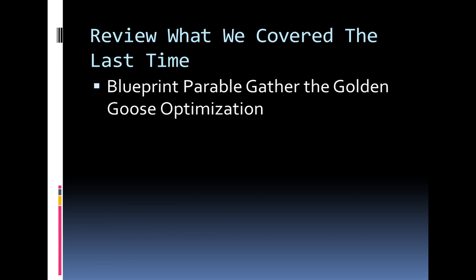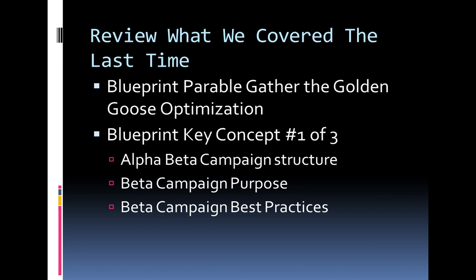We went through blueprint parable, gathered the golden goose optimization. We then went through the blueprint key concept number 1: alpha beta campaign structure, beta campaign purpose, and beta campaign best practices.